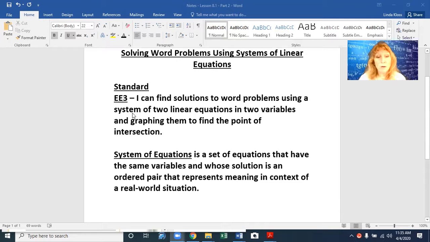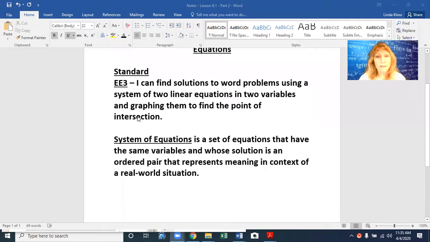So systems of equations, just to refresh your memory, is a set of equations that have the same variables and whose solution is an ordered pair that represents meaning in the context of a real-world situation. So we're going to go under the document camera now, and we are going to do some graphing.